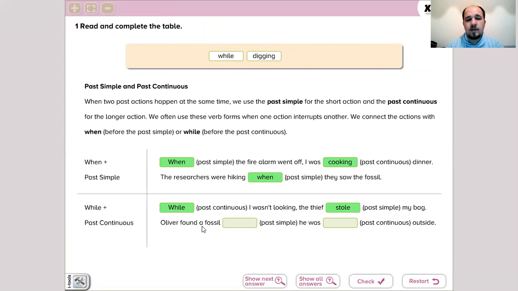And the next sentence, Oliver found a fossil. Okay, this is a past simple. Blah blah, he was blah blah outside. Actually, this is a past continuous sentence, so we have to use a verb with ing. So this is gonna be digging, but here we should use while. This phrase is wrong here, so just ignore this past simple one, the words in the brackets. Ignore them and don't see them. Yeah, and the last one is going to be digging.